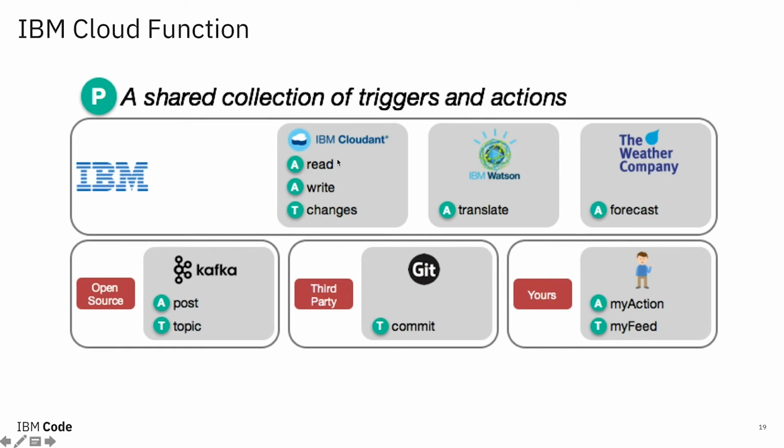And then up here, IBM provides a couple of our own. IBM Cloudant is the NoSQL CouchDB system, and the actions here give you a way to read and a way to write to that database. Every time a document is changed in the database, you can run your action using this changes trigger.